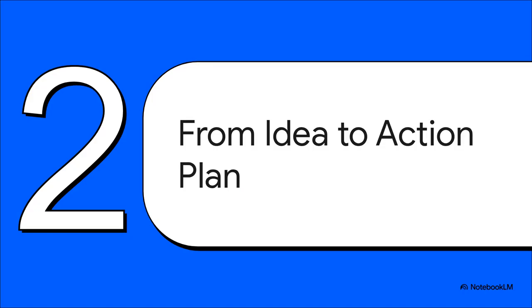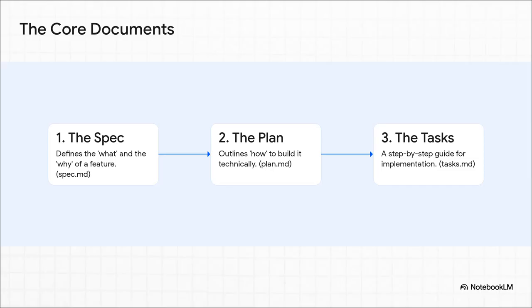All right, so that's the big idea. But how does this actually work in practice? Well, it's all about a systematic process for turning these abstract ideas into concrete, actionable tasks. The whole process really revolves around three core documents. It all starts with the spec, which is all about the what and the why of a feature. From there, you get the plan, which outlines how you're going to build it technically. And finally, that gets broken down into the tasks, which is basically the step-by-step instruction manual for getting it done.